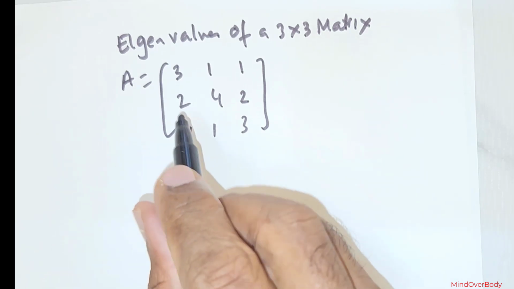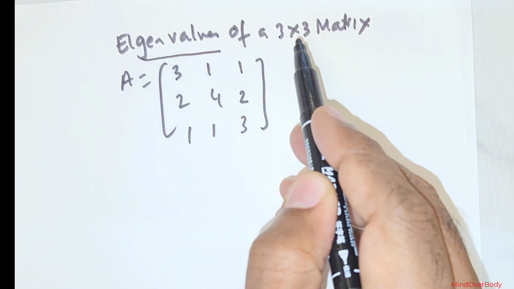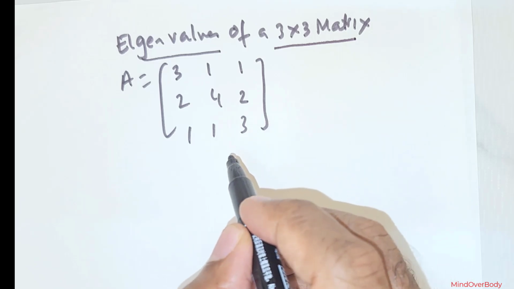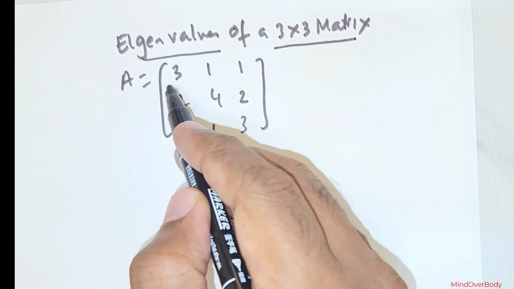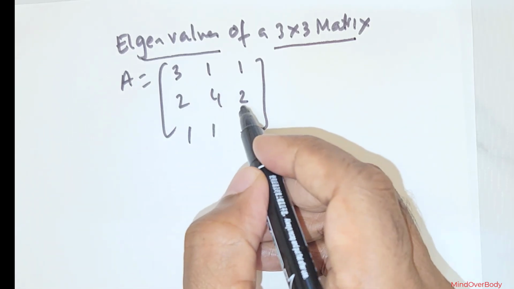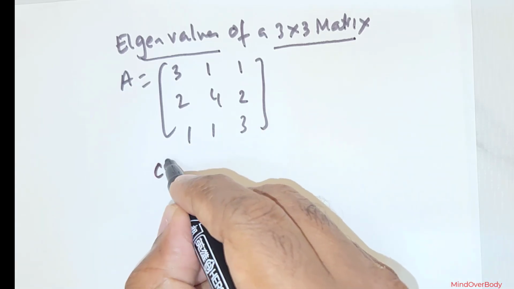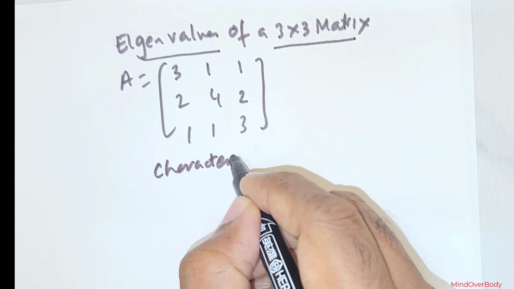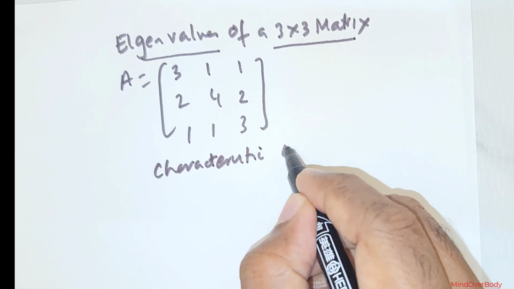Good day everybody. We are expected to find the eigenvalues of a 3 by 3 matrix. So we're given A is equal to [3, 1, 1; 2, 4, 2; 1, 1, 3]. Foremost we will set up the characteristic equation.